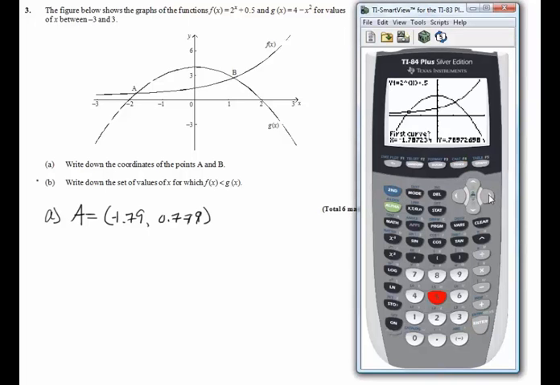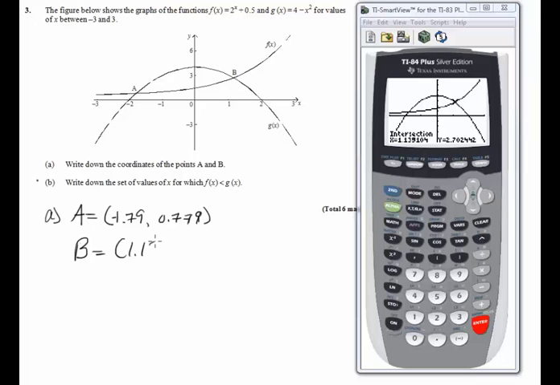Same steps, just move the cursor, and the calculator's a bit slow. But again, once we get it close to the intersection, the calculator's program is going to work it out for ourselves. And so now we know B is 1.14, 2.70. And there are the points A and B.